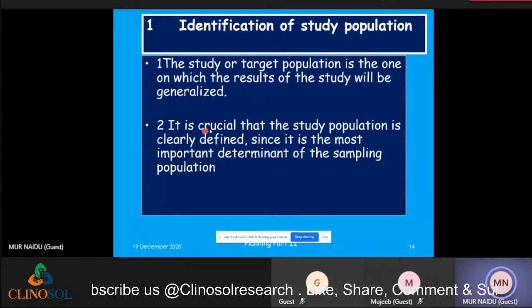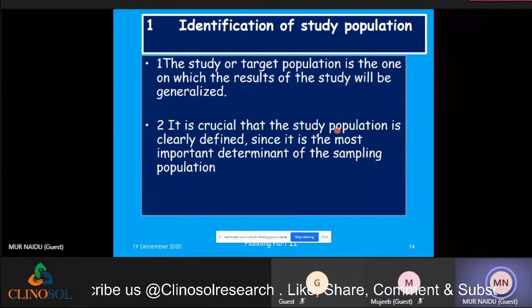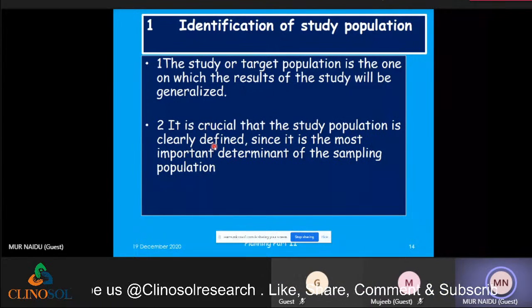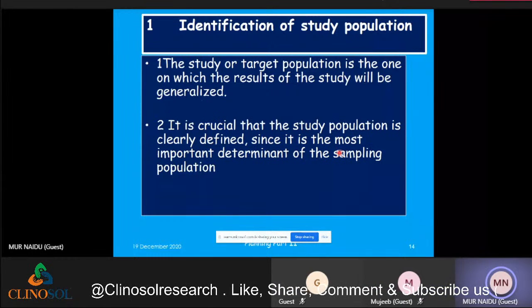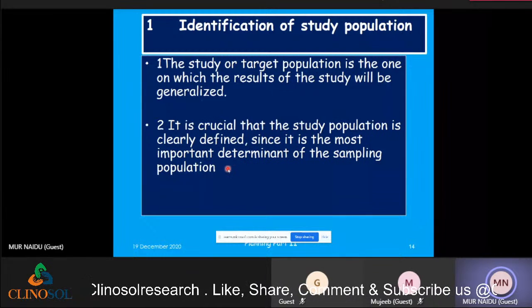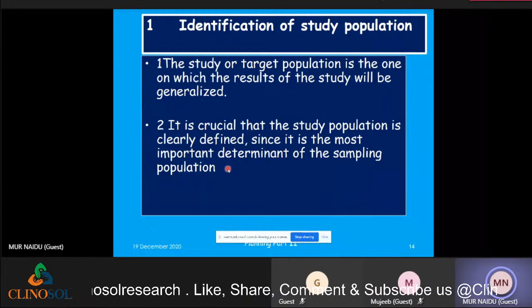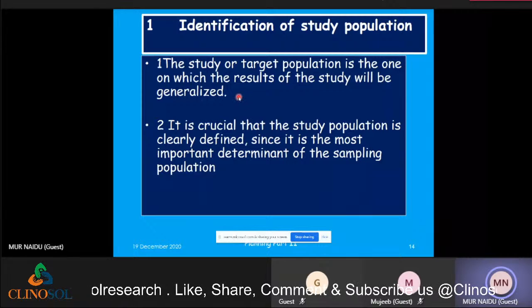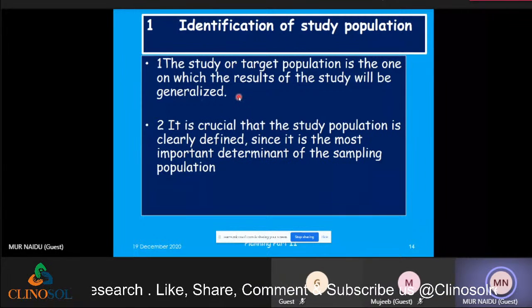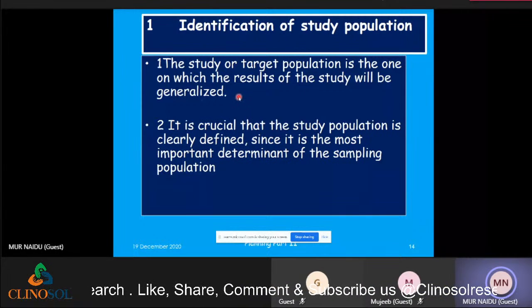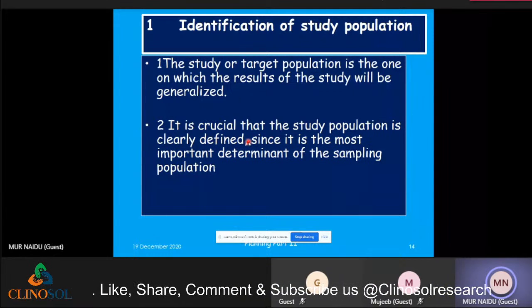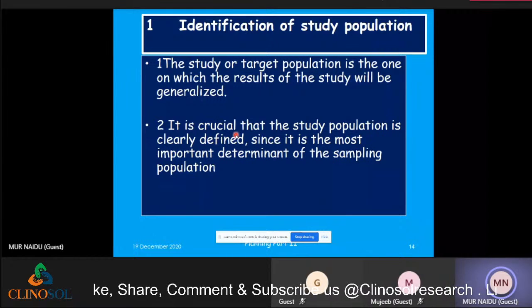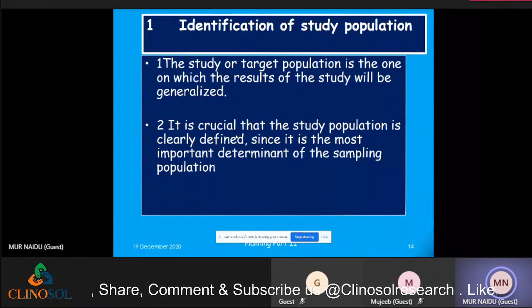Second, it is very, very crucial that the study population should be very clearly defined, since it is the most important determinant of the sample population. If the sample population is wrong, data cannot be generalized and you cannot get permission for marketing of your drug. So clearly defining your sample is very, very crucial in any clinical research.